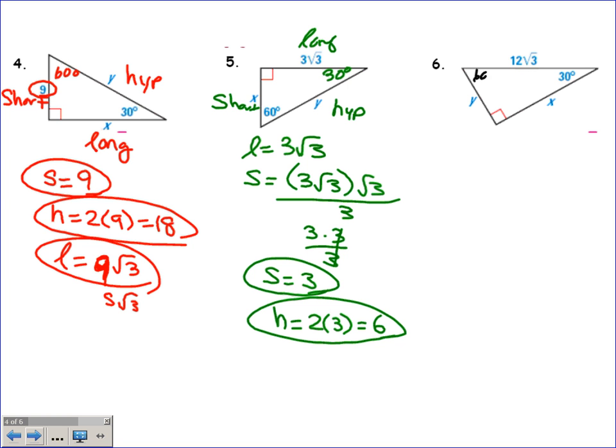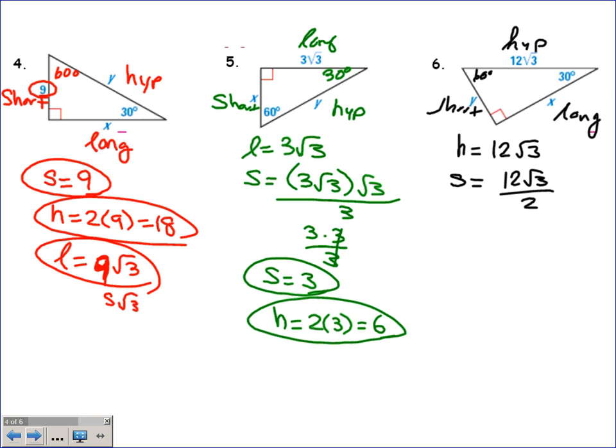Number 6, 60 degrees. Across from 60 degrees is the long leg. This is the short leg. This is the hypotenuse up here. We're given the hypotenuse. Hypotenuse equals 12 times the square root of 3. From the hypotenuse, what do we always find first? Short leg. And we basically just divide it by 2. So that's 12 square root of 3 divided by 2.